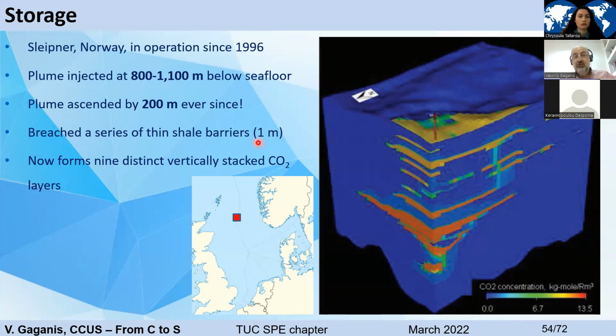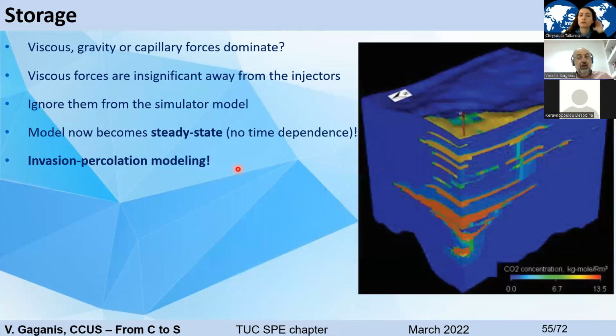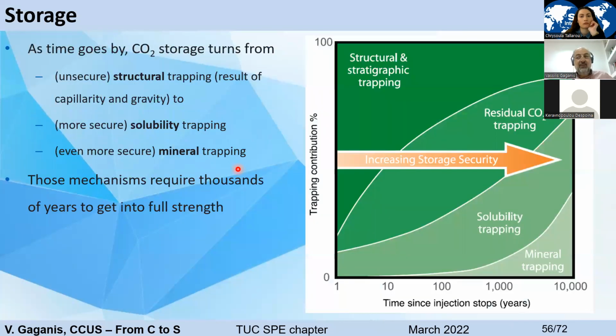So today, as we speak, there are 9 distinct vertically stacked CO2 layers. Increased storativity, but the danger that one day it might arrive at surface. And this is going to be a great disaster, okay? So, let's keep it, it's quite technical. Let's go back with this one.